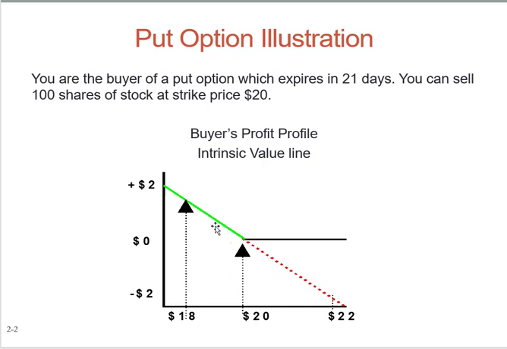Going into the green line is making money. As the price drops, the logic would be you sell it to the writer of the option for $20 instead of selling it in the market for $18, $17, $16. So as the price goes down, the green line gets higher and higher so that we can see clearly the buyer of the put is expecting price to drop and they don't use the option if price rises.